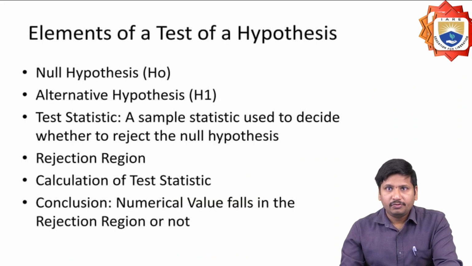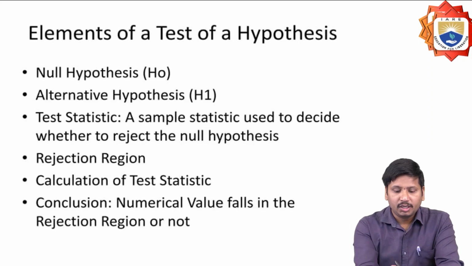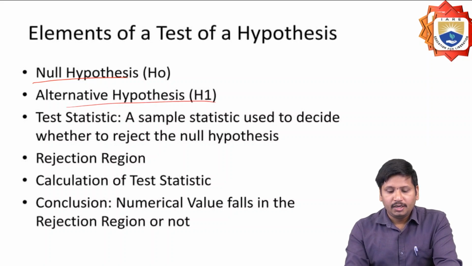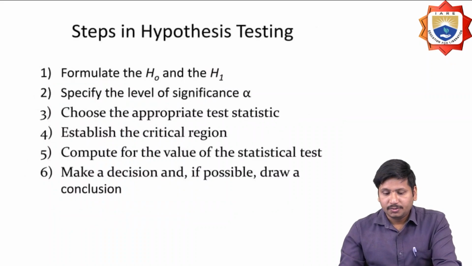So what are the elements needed for testing of hypothesis? Mainly, I can say that there should be a null hypothesis H0, an alternative hypothesis, and a test statistic. A sample test statistic is used to decide whether we are going to reject the null hypothesis or not, and the rejection area also has to be considered. Then we calculate the test statistic, and the conclusion is whether the numerical value falls in the rejection region or not.